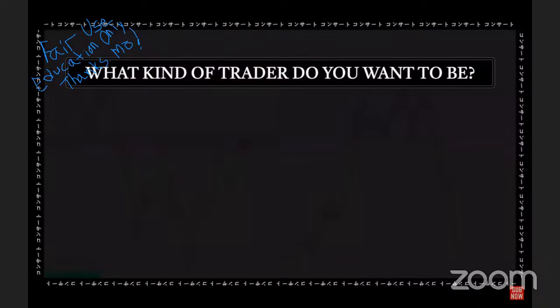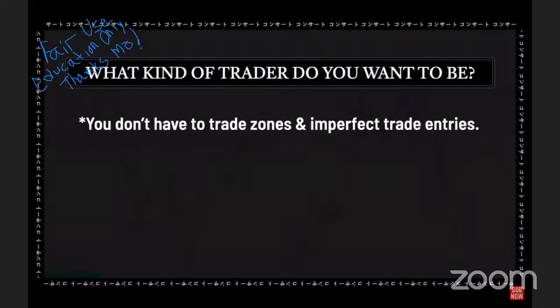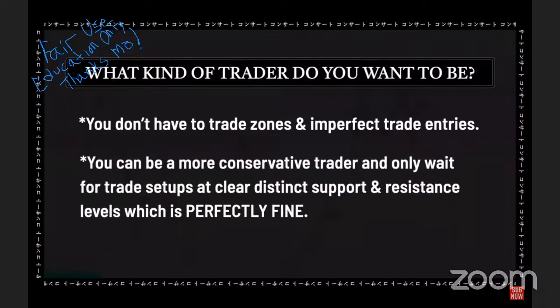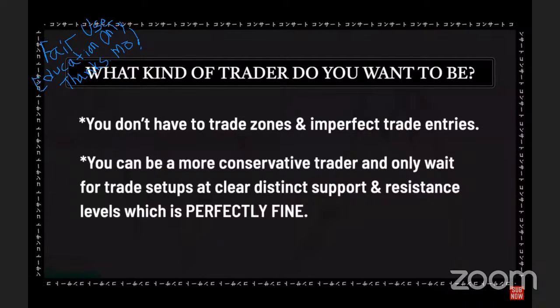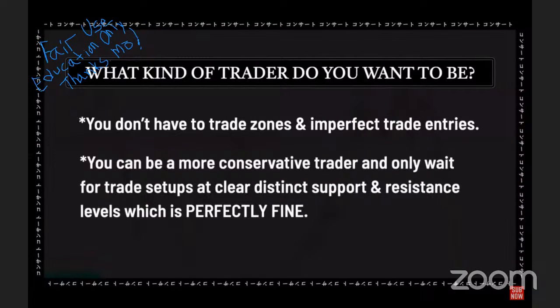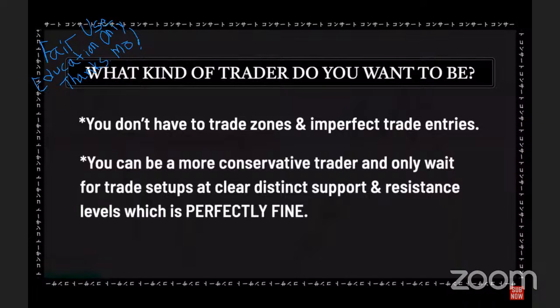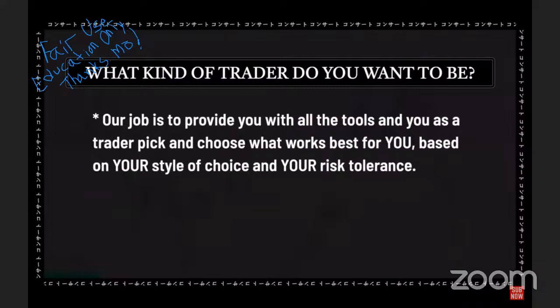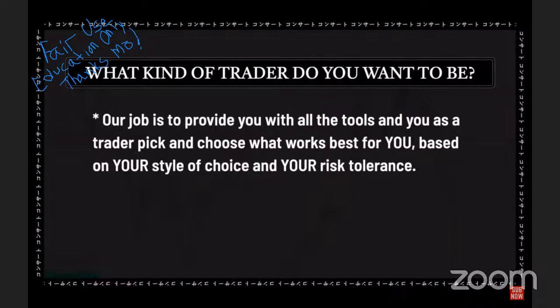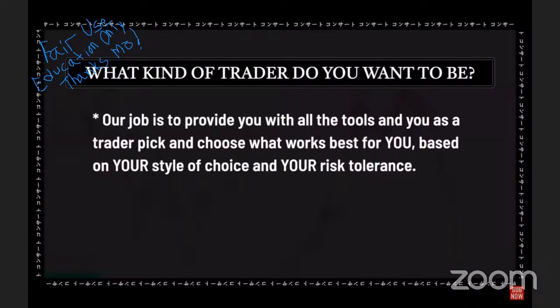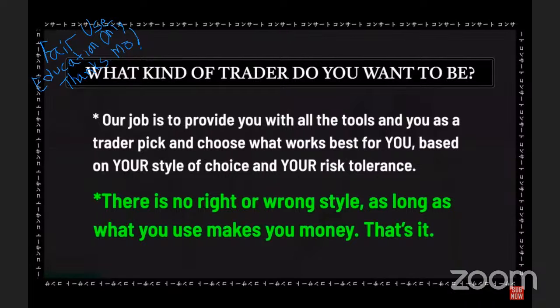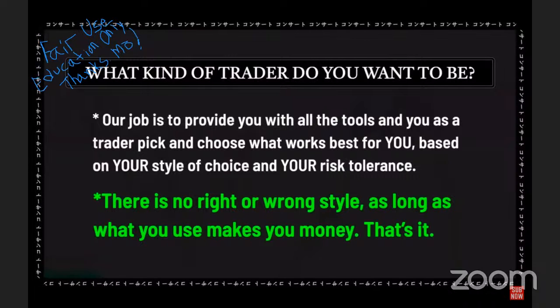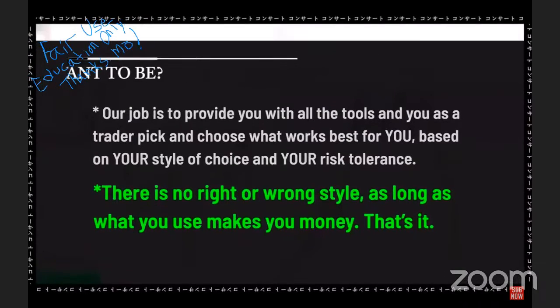Now, here's a very key point about taking imperfect entries. You don't have to trade zones and imperfect trade entries. You can be a more conservative trader and only look for trade setups at a clear, distinct support and resistance level, which is perfectly fine. Our job is to provide you with all the tools, and you as a trader should pick and choose what works best for you based on your trading style and your risk tolerance. There is no right or wrong style of trading, as long as what you do makes you money. That's it. So one more example of an imperfect entry.